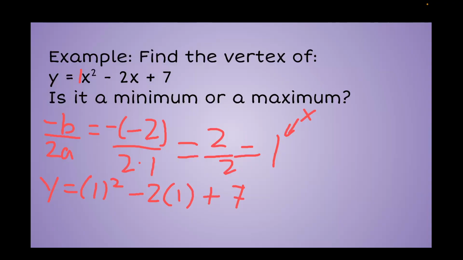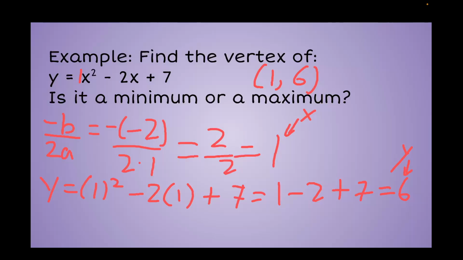Why did I write my 7 like that? Okay, 1 squared is 1 minus 2 plus 7. This is 6. And this is our y. So the vertex is this. We have found the vertex.